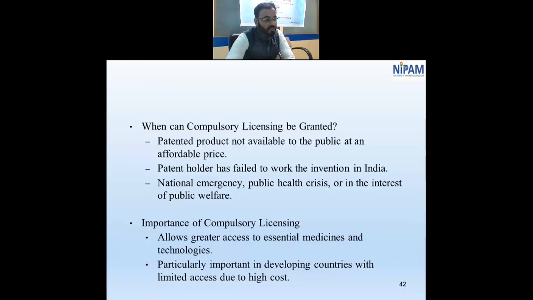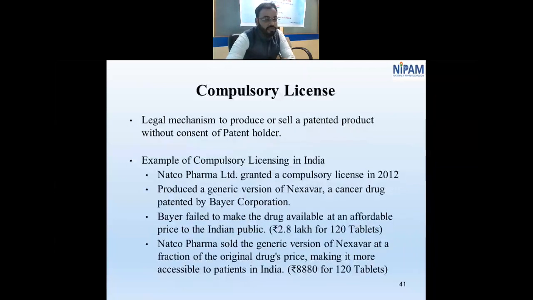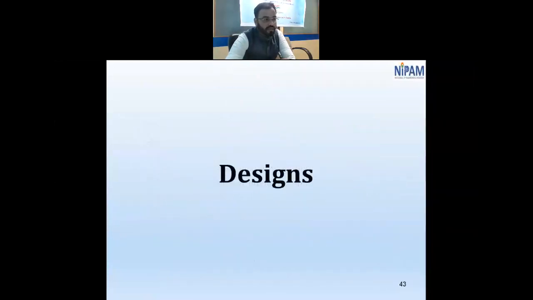What is the importance of compulsory license? It allows greater access to essential medicines and technology. As I've already told, during the period of corona and later on when various organizations were developing drugs, news came regarding compulsory license being provided to certain serum institutes and other organizations in this field. It is particularly important in developing countries with limited access due to high cost. So in a middle income country like India, obviously it's not possible to afford a medicine of 2.8 lakh rupees. This was all about patents.